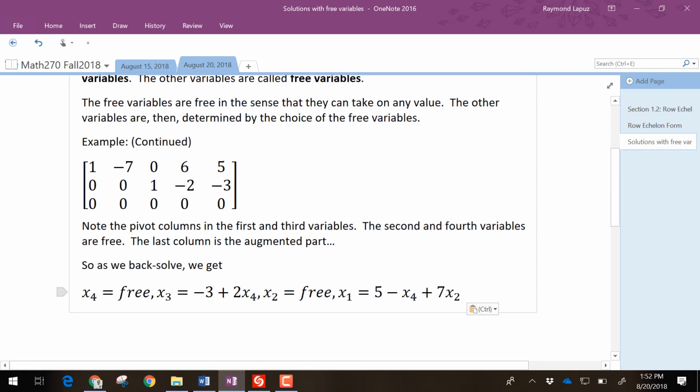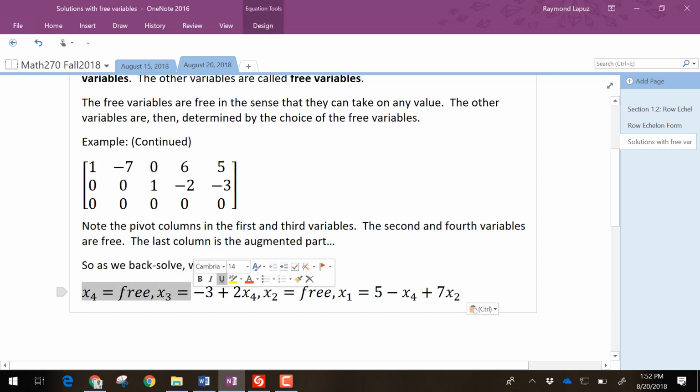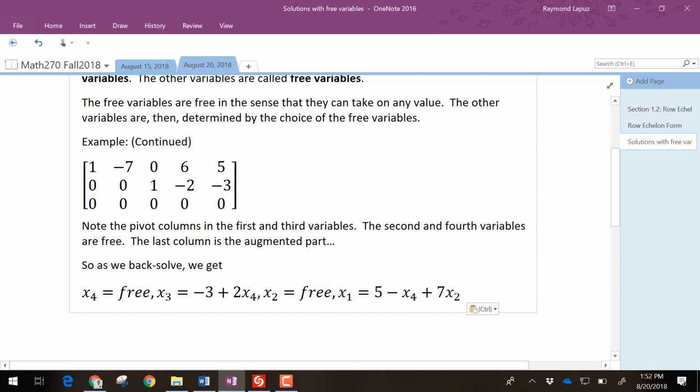So if we take a look at this, we found that x4 and x2 were the free variables. And it turns out that x1 and x3 are dependent on the free variables and also dependent on the other variables. So you would need to solve for them. So this is how you would write it mathematically. You can either write it like this, or when we get to learn about vectors in the second chapter, we can express our solutions in vector form.